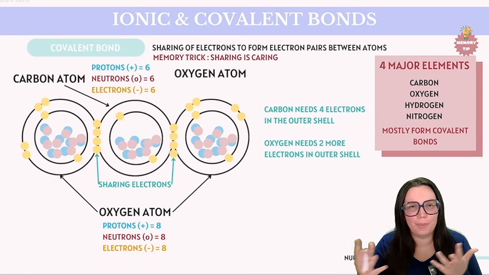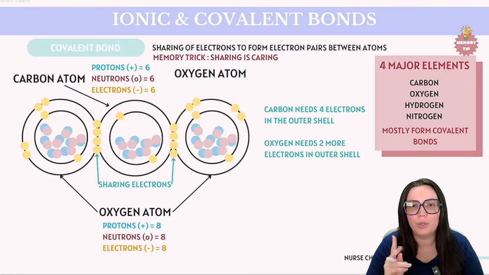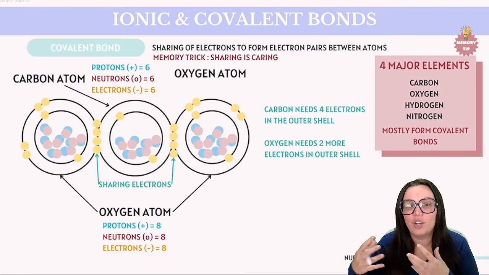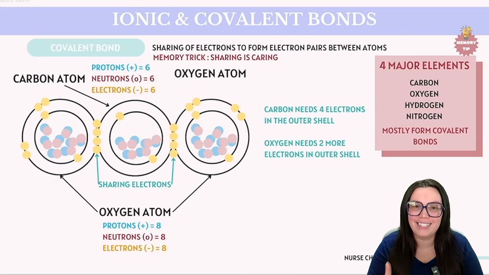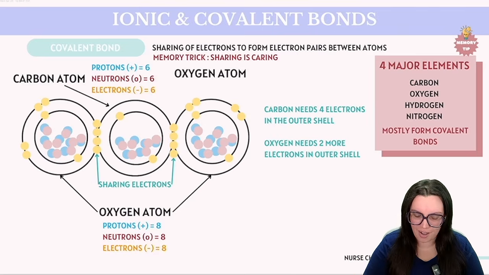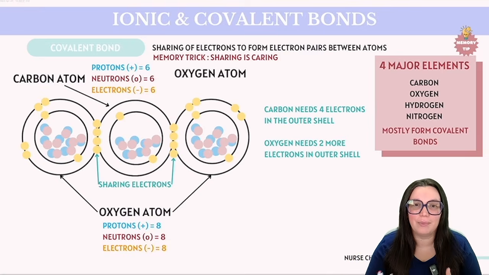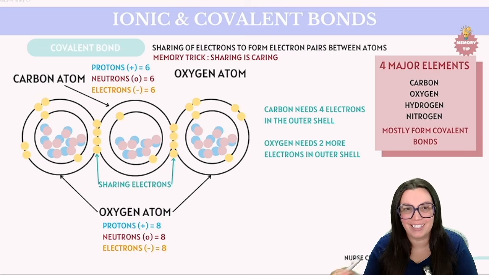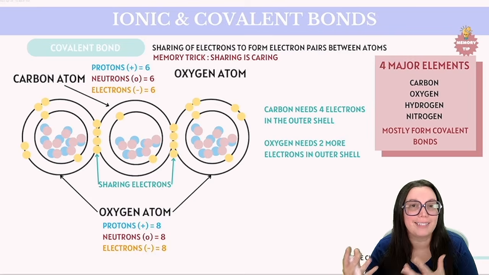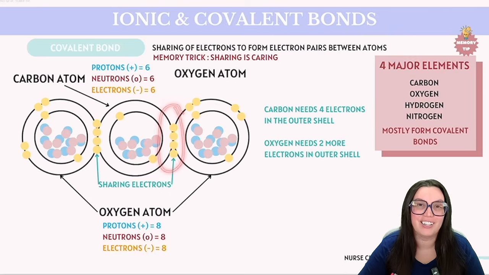Here's where that mutual benefit comes to play. One oxygen atom can share 2 of its electrons with the carbon atom, and in return, the carbon atom shares 2 of its electrons with the oxygen atom, satisfying our first oxygen atom. Similarly, the second oxygen atom can also share 2 of its electrons with the carbon atom, and again, that carbon atom is going to reciprocate by sharing 2 of its electrons with our second oxygen atom.